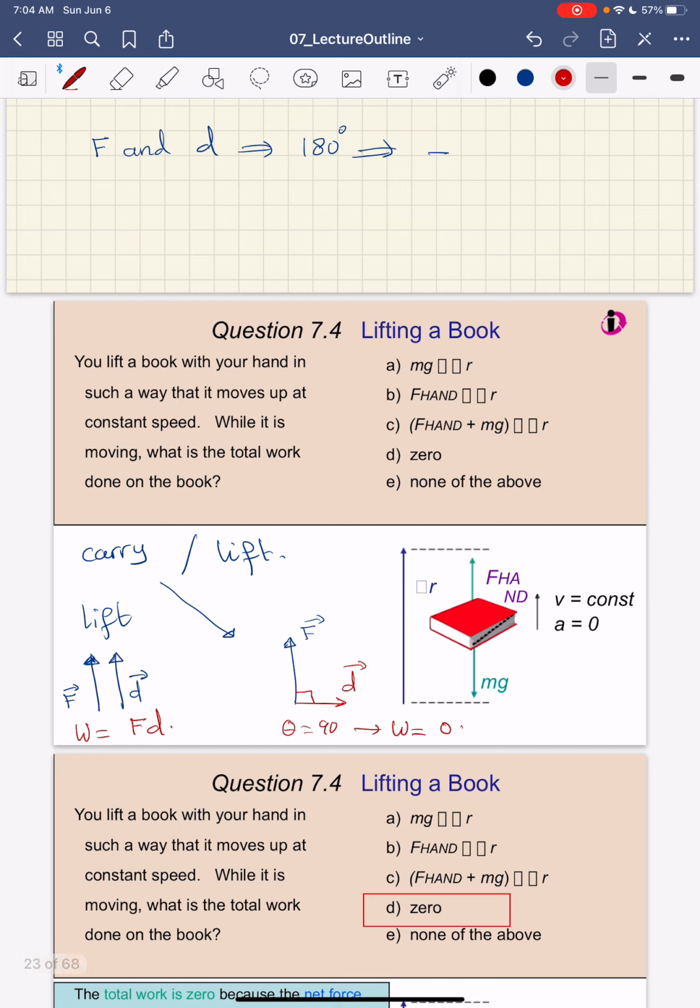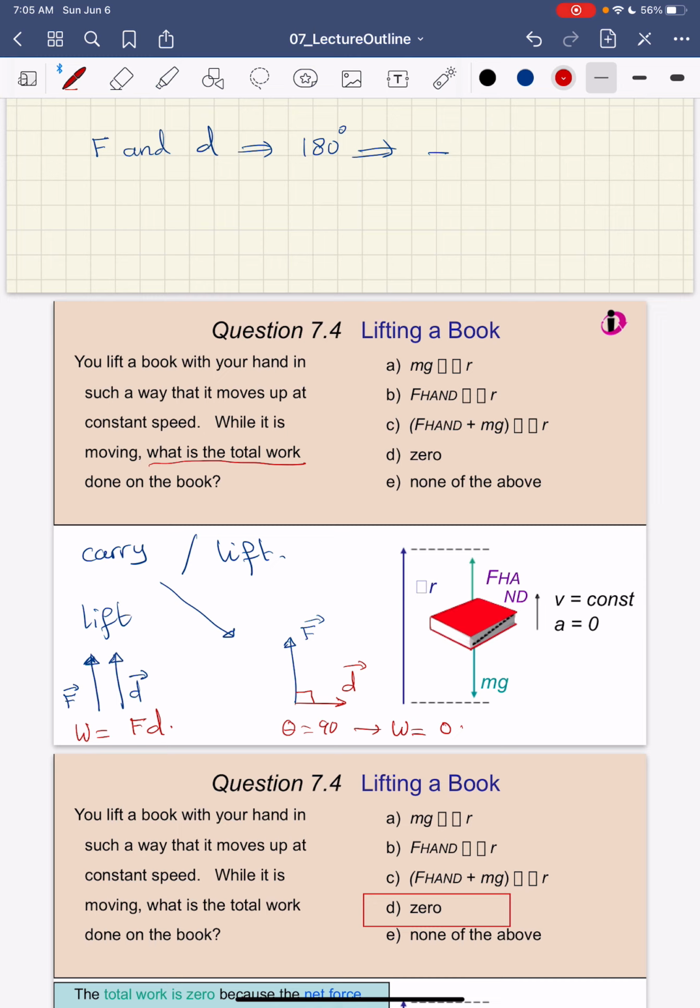Now, if you lift a book with your hand in such a way that it moves up at constant speed, while it is moving, what is the total work done on the box? Here we are talking about the total work, in a situation where the book is moving with constant speed. What does constant speed mean? That the lift force should equal mg.